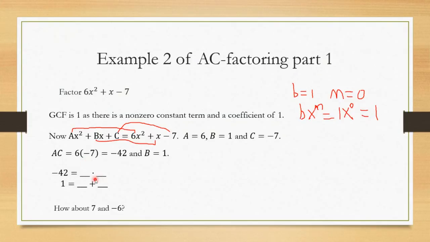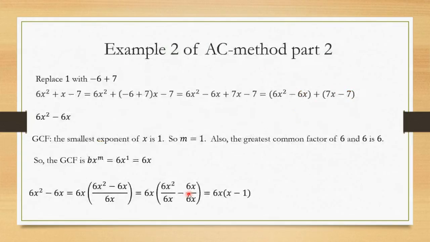What about 7 and negative 6, though, down here? That will work. And how do I know that? 7 times negative 6 is negative 42, and the sum of 7 and negative 6 is 1. So these are going to work. All right, that's great. So 7 plus negative 6 is what we're going to use. So we're going to replace the coefficient of x, our b, with this sum.